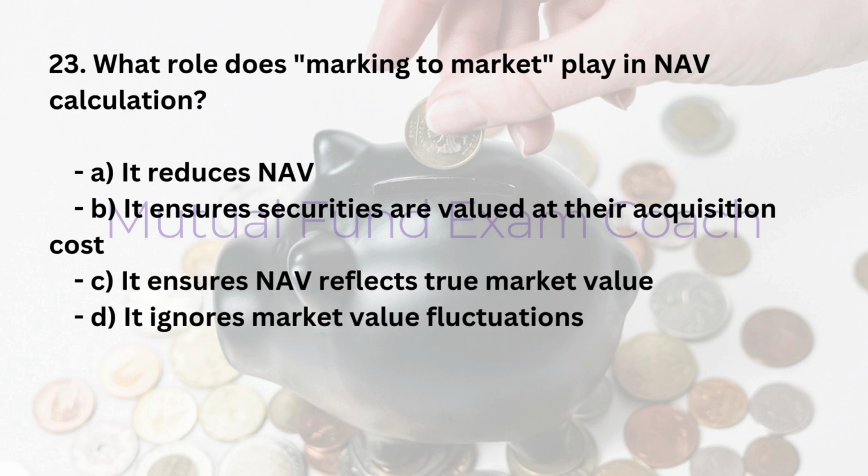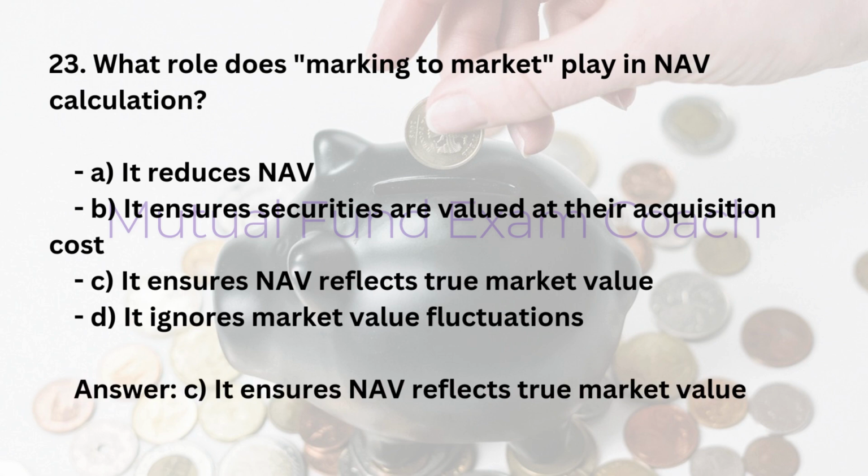23. What role does marking to market play in NAV calculation? A. It reduces NAV. B. It ensures securities are valued at their acquisition cost. C. It ensures NAV reflects true market value. D. It ignores market value fluctuations. Answer, C. It ensures NAV reflects true market value.